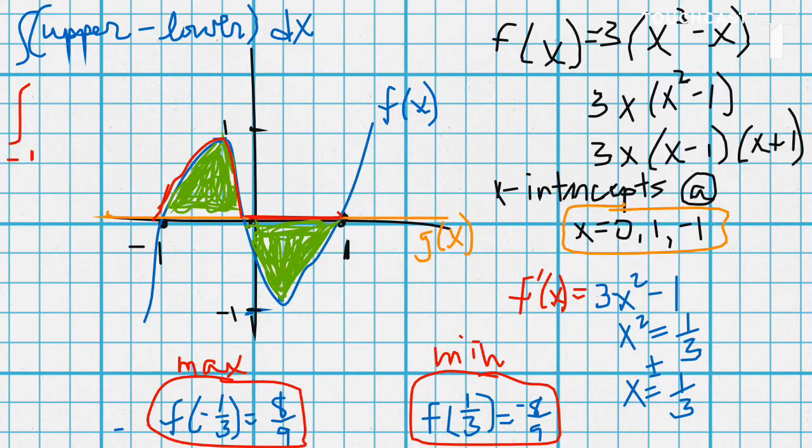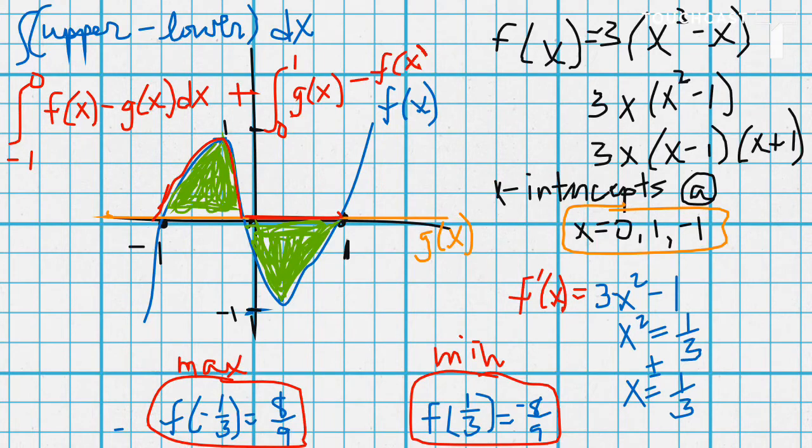So from -1 to 0, my upper curve is f of x, and I would subtract g of x. And then I'll add the new piece, which is from 0 to 1, and now the upper curve is g of x, the orange, and the lower curve is f of x. Okay, so I want you to pause the video and see if you can get all of that calculated out.